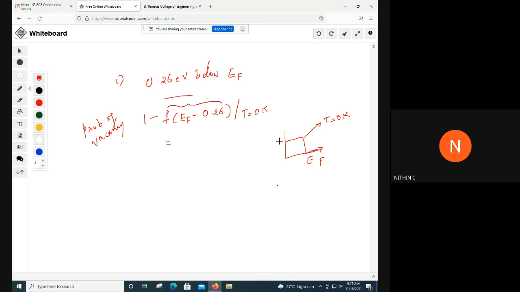EF, and here you have 1, and this is actually F of E, and this is your energy level. So EF is this point, below EF is these points, right? Here you are given a point which is below EF at 0 Kelvin. So below EF, what is the value of F of E? Its value is 1. Whatever be the value of energy level below EF, the probability value F of E will be 1. So this part will be 1. You are subtracting 1 from 1 and you will get 0. Is that clear?